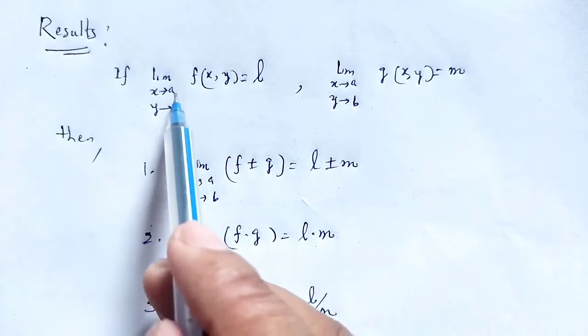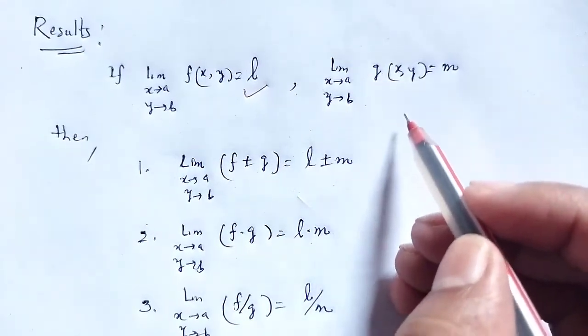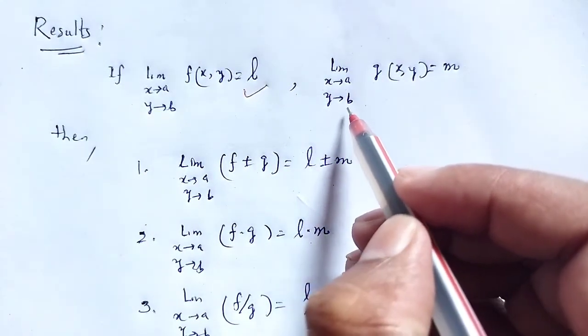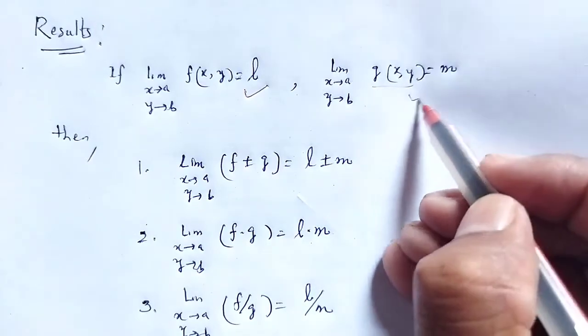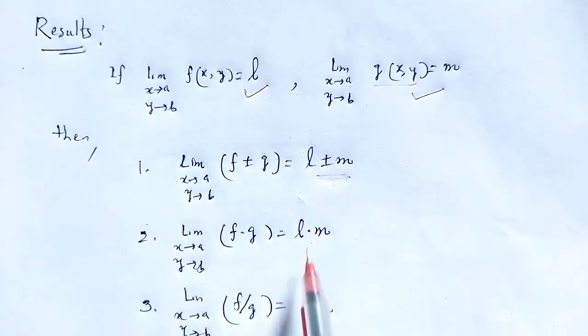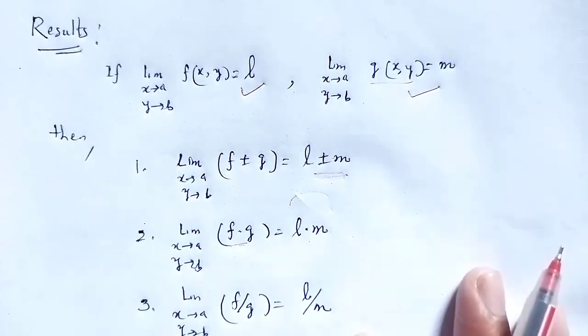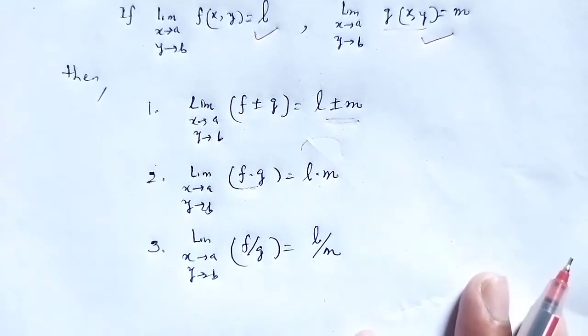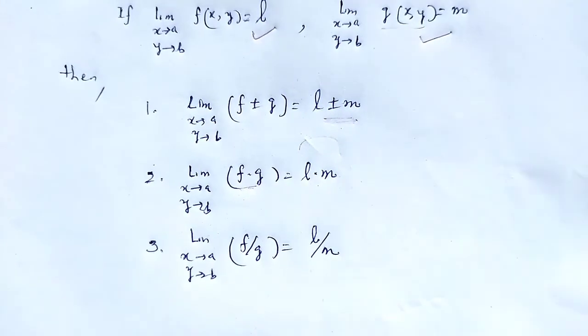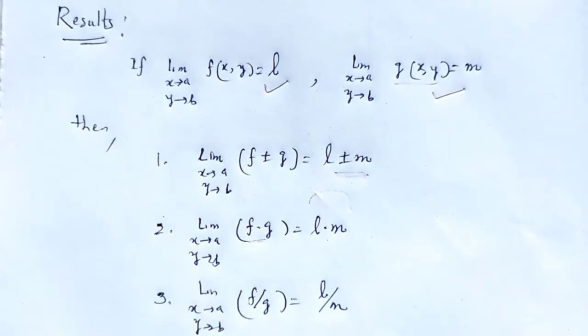Our given is that f of (x, y) approaches small l, and g of (x, y) approaches m when x approaches a and y approaches b. Again, for addition the results are added, for multiplication the results are multiplied, and for division the limiting results are divided. So in this way we define the limits and some basics of limit: addition, subtraction, multiplication and division.